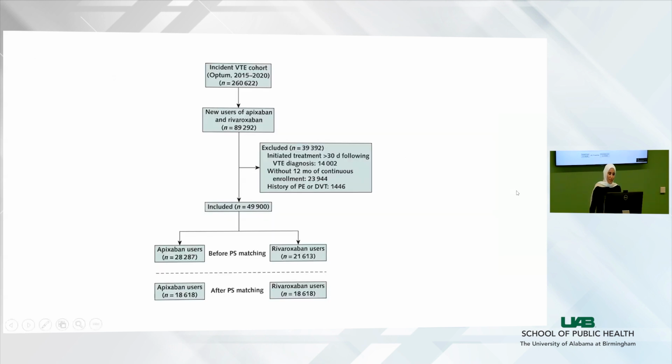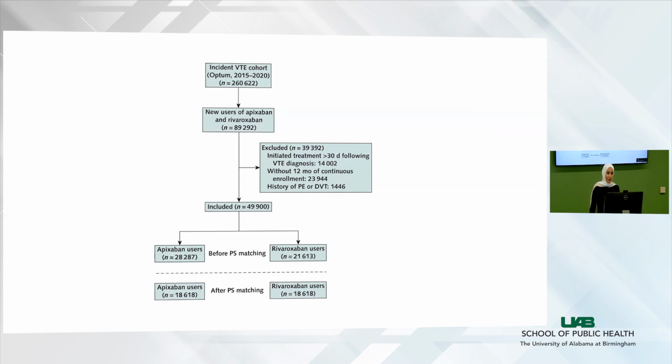So moving back to our study, using Optum data, we identified an incident VTE cohort of 260,622 patients. And among them, we ended up with 89,292 patients. So we applied all of the exclusion criteria that we listed earlier. So our cohort included 49,900 patients, and this is prior to propensity score matching. We can see the numbers. We have 28,287 apixaban users versus 21,613 rivaroxaban users.